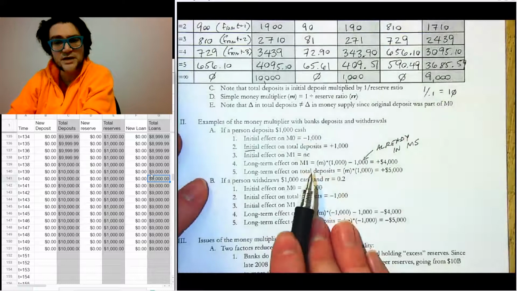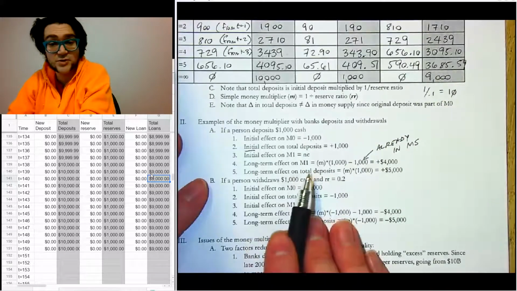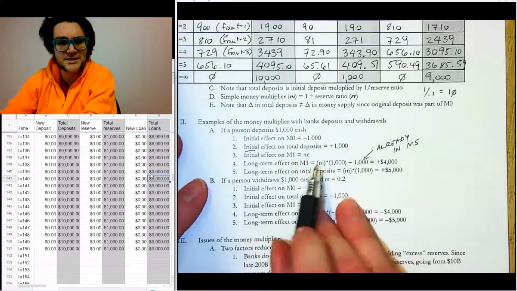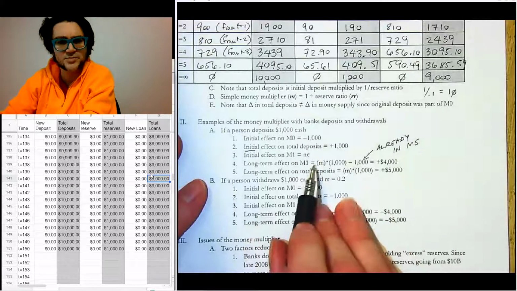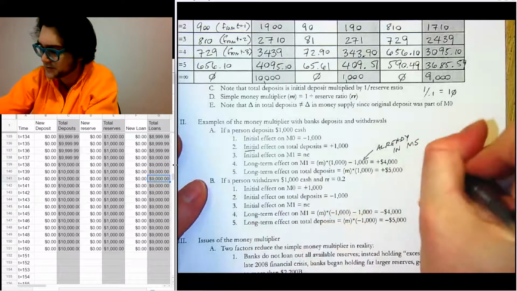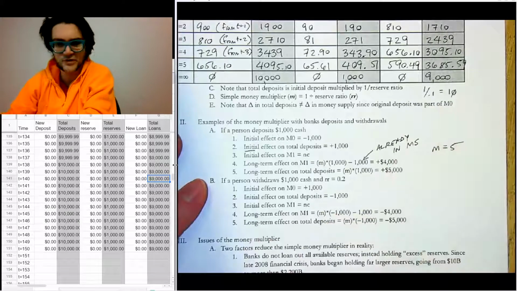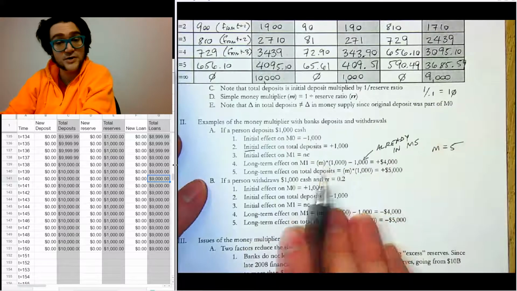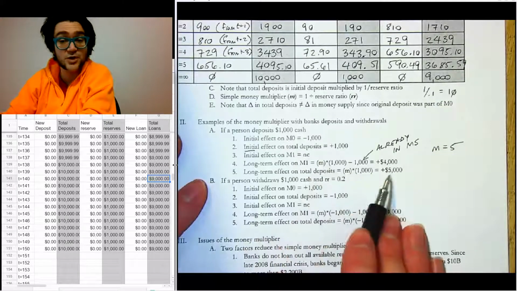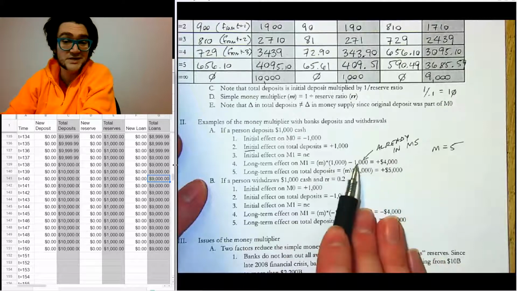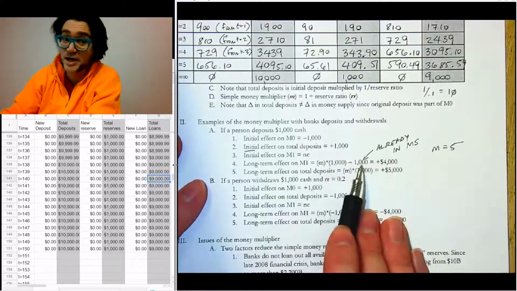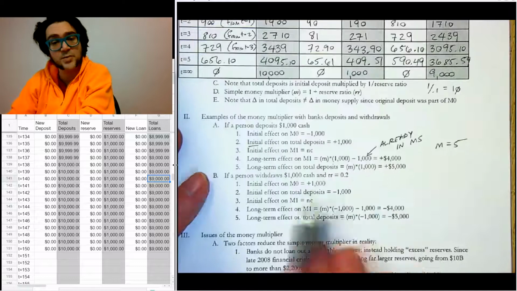But in this one, we would say the long-term effect on the total deposits. And by the way, I don't know that I actually even wrote what the money multiplier would have to be: 5 here. So we'll just say 5 for our purposes. The total change on deposits, though, would be all 5,000 because this 1,000 wasn't in the deposits beforehand. So that's kind of the tricky part.